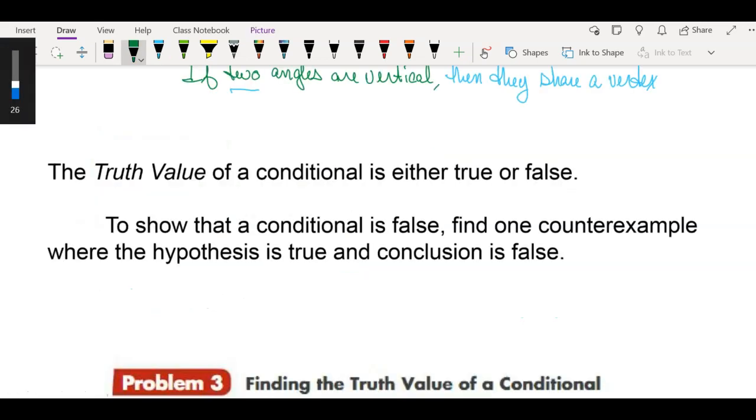Now just because a conditional is written doesn't mean that it's true. So it's just like anything else that anyone says, you've got to find the truth value. So if we want to show that a conditional is false, all you have to do is find one counterexample where the hypothesis is true and the conclusion is false. So just because we've written a conditional doesn't mean that it's true.